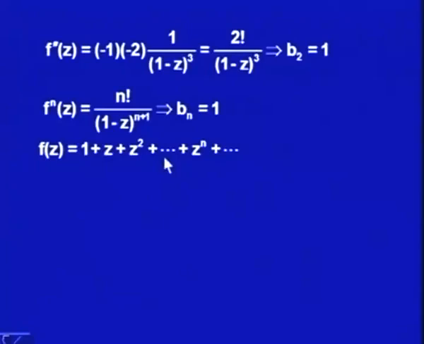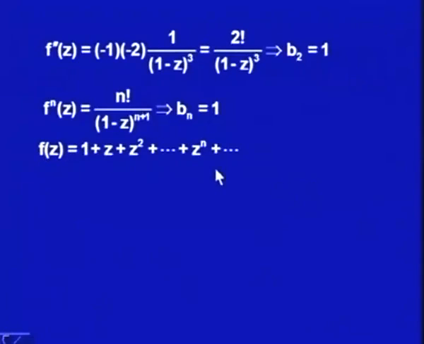So, if we write down the values of these coefficients, then f(z) is equal to 1 plus z plus z square plus z^n and so on. So, this is the power series, or we call it a Taylor series, of the function 1 over 1 minus z. Further, we have seen that this series converges to 1 over 1 minus z, because this is a geometric series. So, this converges to 1 over 1 minus z.